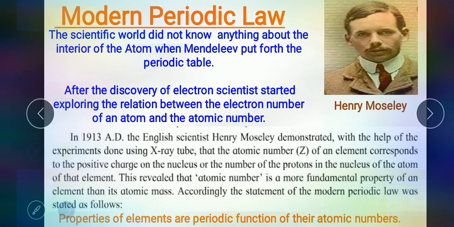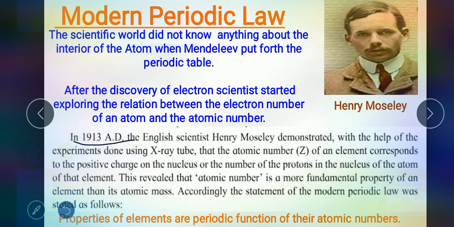After a long time, after Mendeleev's periodic table, scientists came to know about the interatomic particles after the discovery of the electron. Now we know that inside the atom electrons are there, protons are there, neutrons are there. But till Mendeleev, before Henry Moseley, scientists did not know about electrons, protons and neutrons. After the discovery of electrons, scientists started exploring the relation between the number of electrons of an atom and the atomic number, students.